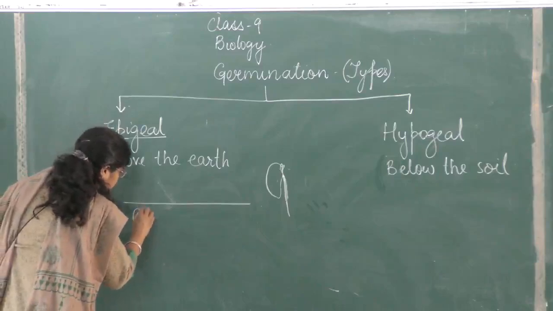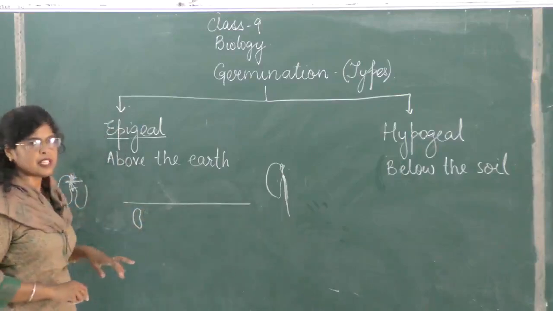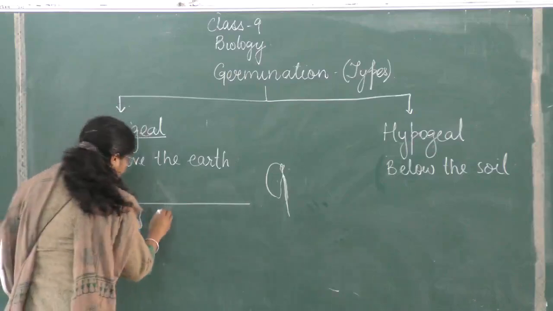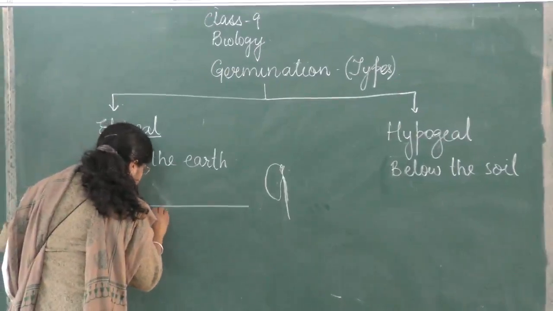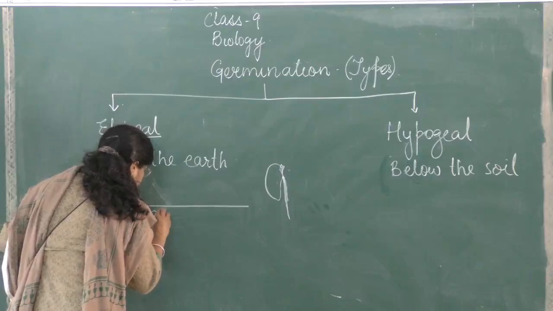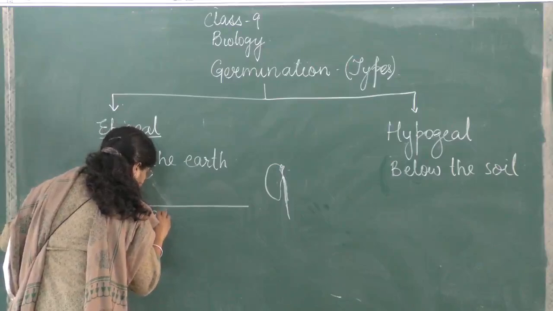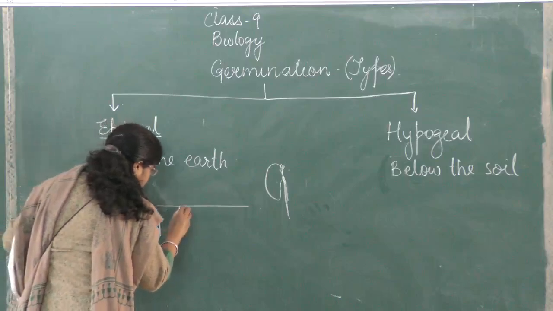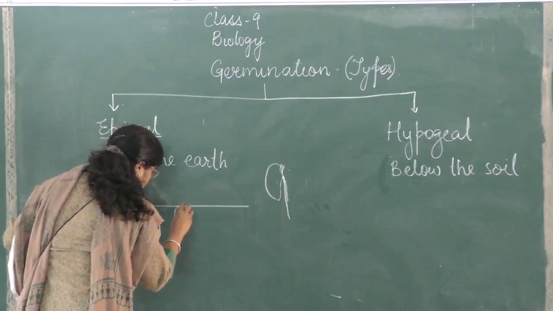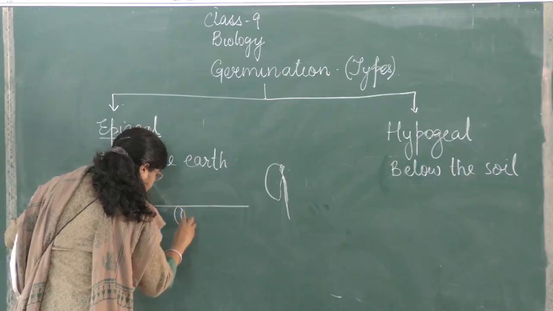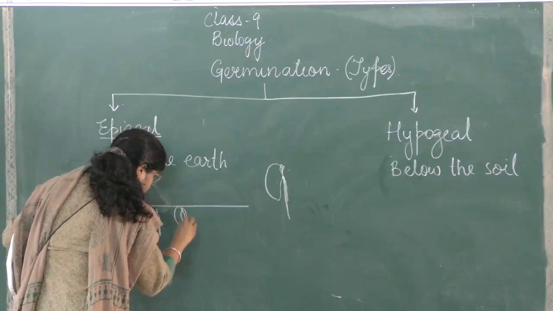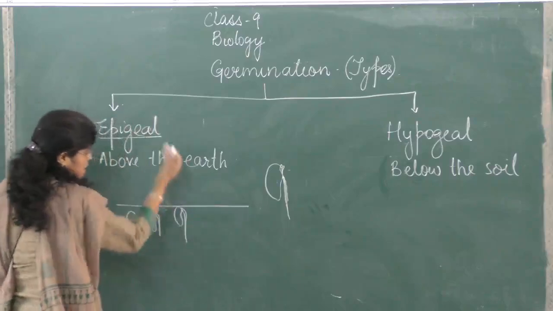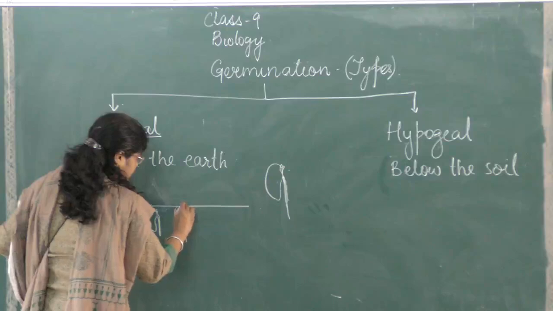Suppose this is the bean seed. In bean seed you see this kind of germination. Now the hypocotyle starts to elongate. Here the elongation has started, and due to this elongation, it is pushing the cotyledon up. The cotyledon is pushed above. Is it all right?